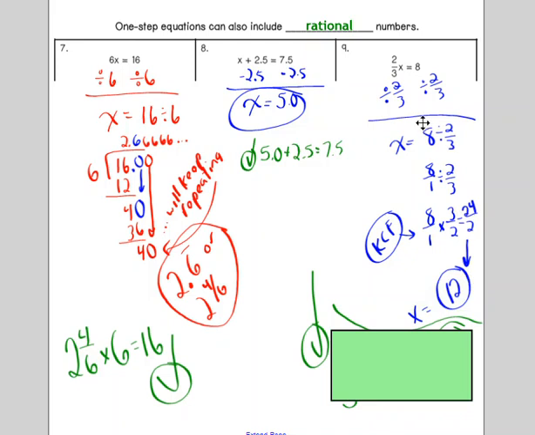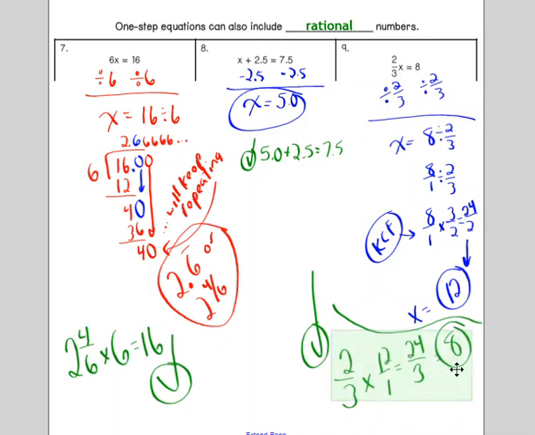Now, what that would mean is if I plug 12 in here for x, 2/3 times 12 should be 8. And it does turn out to be true, because this is my proof. 2/3 times 12 over 1, well, that'd be 24 for my numerators. That would be 3 for my denominators, which is essentially 8.